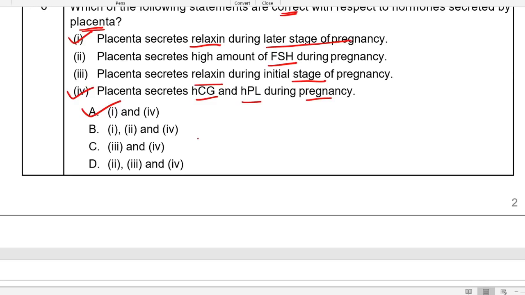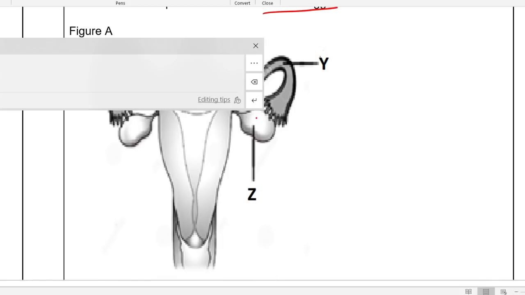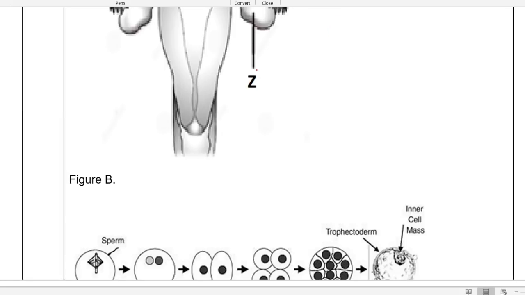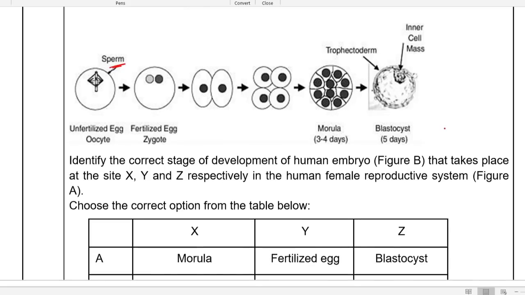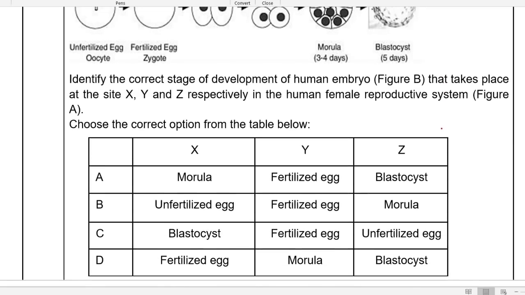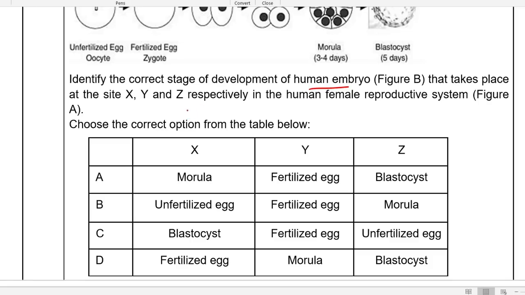Now moving on to question 7. Okay, so here we can see a figure of the female reproductive system. Figure A shows the front view of the human female reproductive system, and figure B shows the development of a fertilized human egg cell. तो ये figure A हो गया, and then हमारा figure B. So ये fertilized egg cell है, कैसे initial sperm के आते ही fusion होने के बाद then all these fertilization stages. Now इससे related question क्या है? Identify the correct stage of development of the human embryo in figure B that takes place at the sites X, Y, Z respectively in the human female reproductive system.